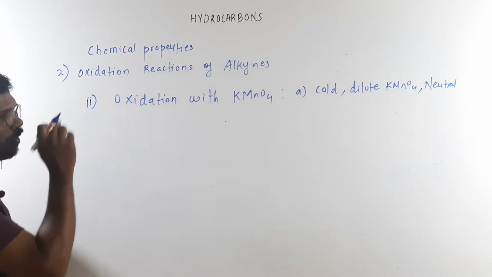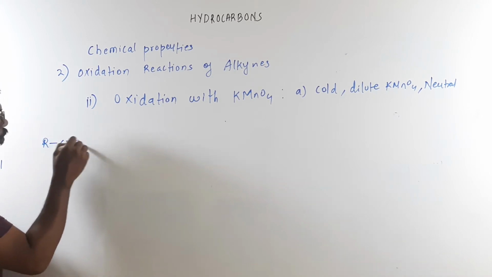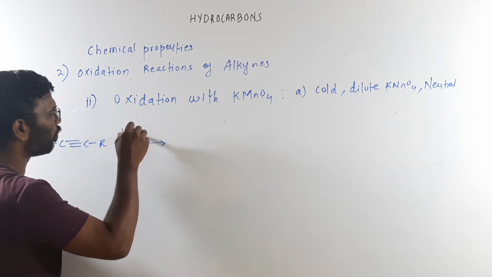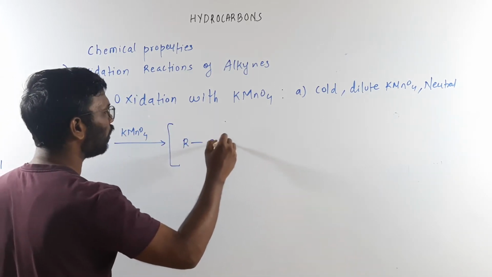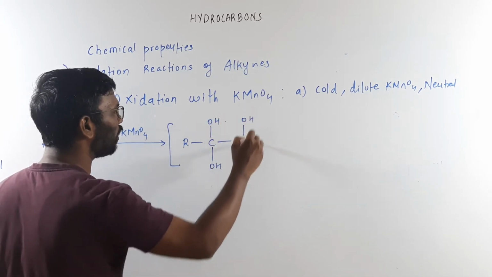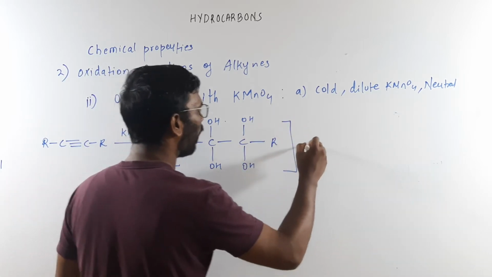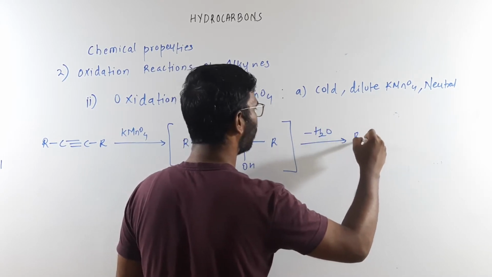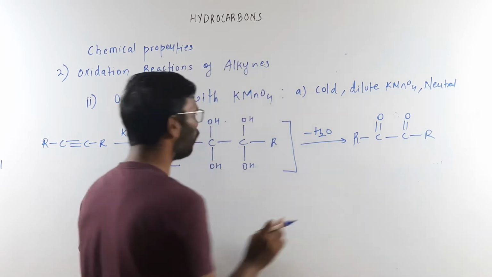If we take an alkyne, the general way of representing an alkyne, and treat it with KMnO4, what we get in the intermediate is this R-C, sorry, there is no double bond. It is an addition reaction again. The OH will be added on the carbons, and finally, after loss of 2 water molecules, we will get a diketone.